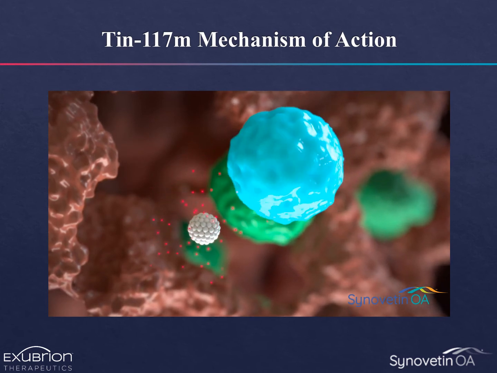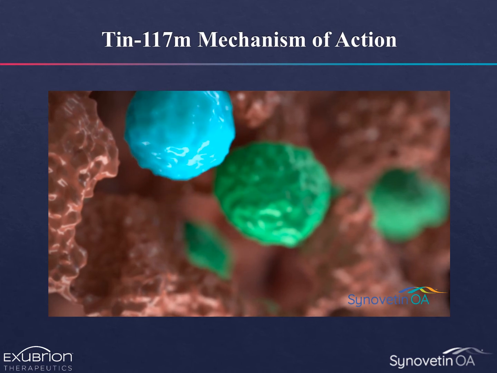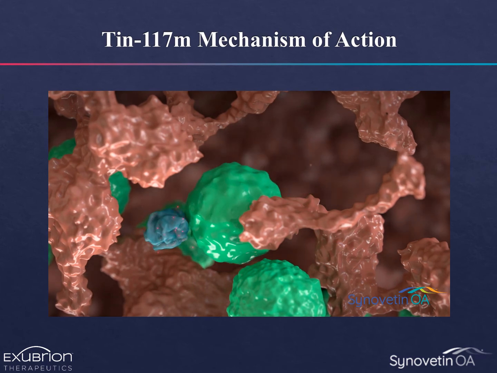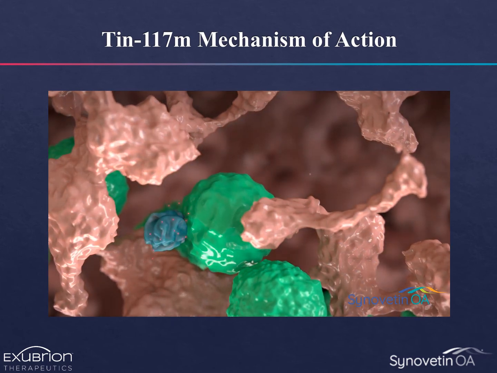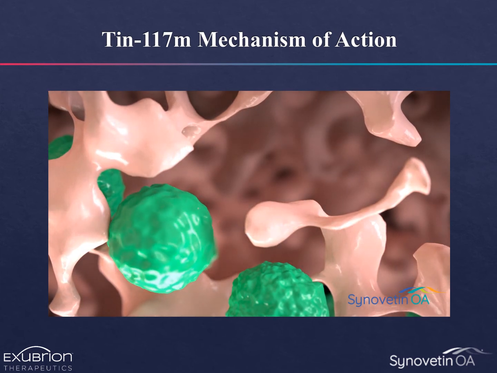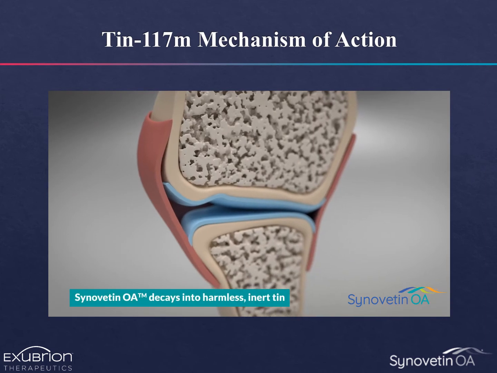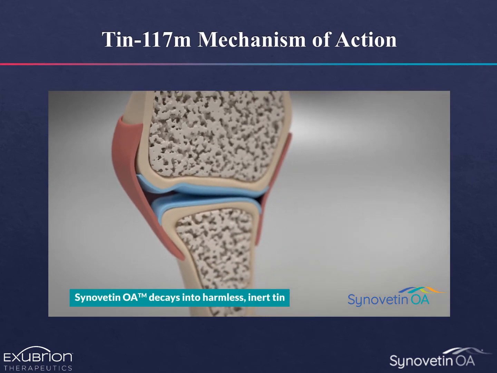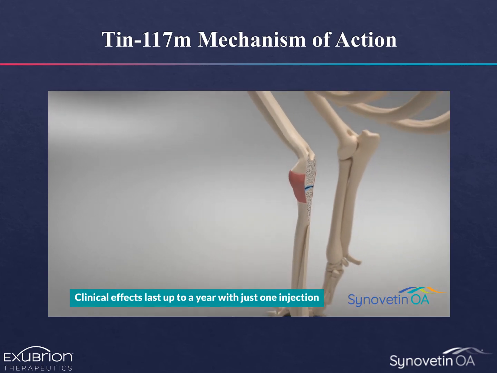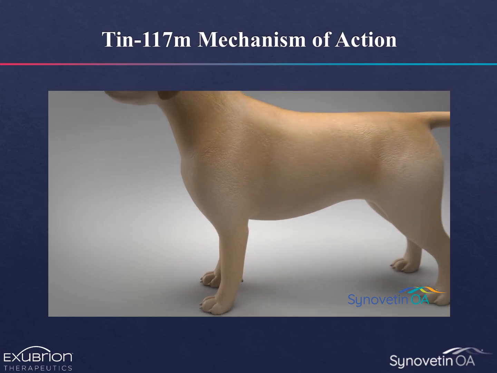Inflammatory macrophages and synoviocytes selectively engulf the Synovitin OA microparticles and are subsequently deactivated by the conversion electron energy. The microparticles remain active and are engulfed again by nearby synoviocytes and macrophages for sustained action against inflammation. Synovitin OA microparticles decay to harmless, inert tin, but its clinical effects last up to a year with just one injection, providing durable pain and inflammation relief and helping to restore active living.